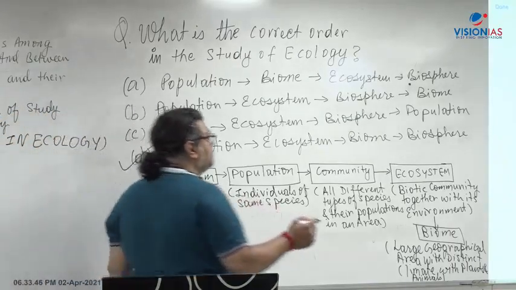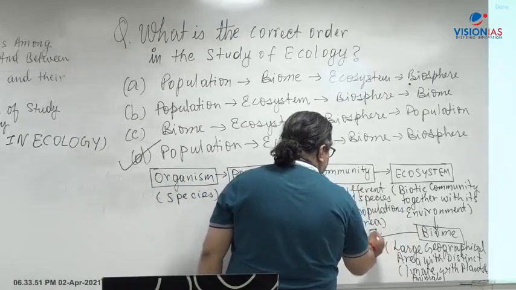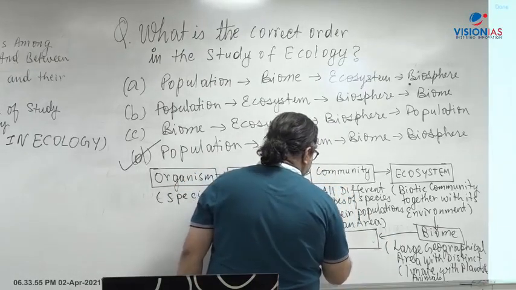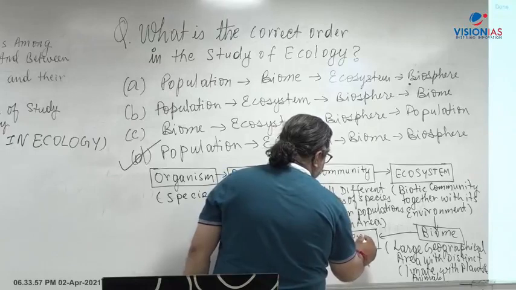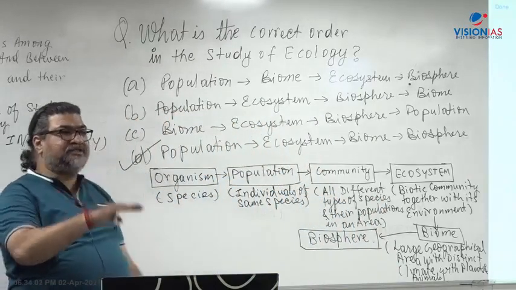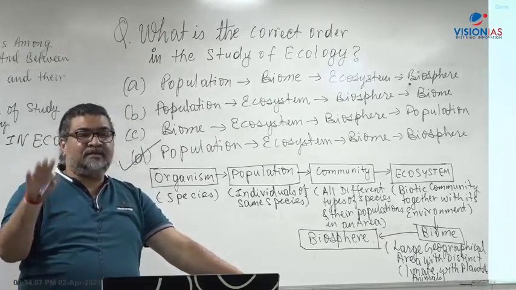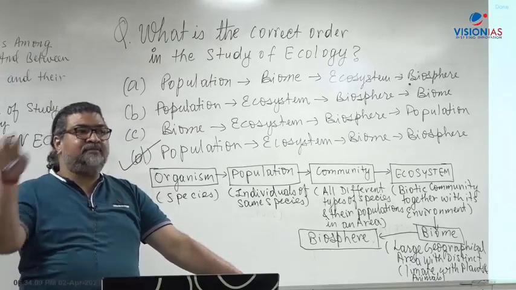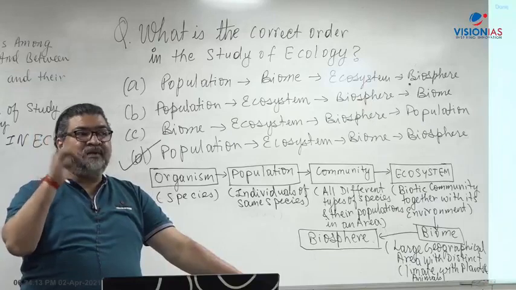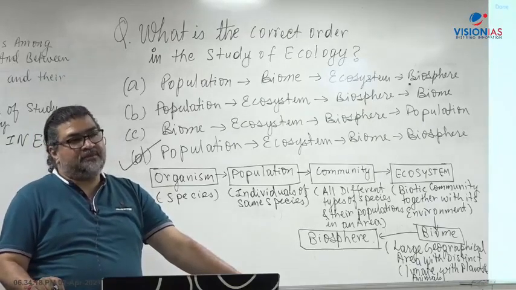Now all these biomes make the largest domain, that is what is called the biosphere. All the domains of biomes, we take the terrestrial biomes and aquatic biomes. Aquatic biomes will include fresh water and at the same time marine. If we take them together, it forms the earth where we live, the living planet. That is the biosphere.